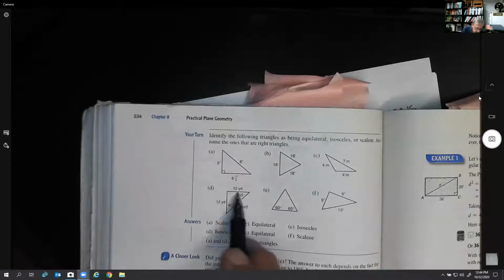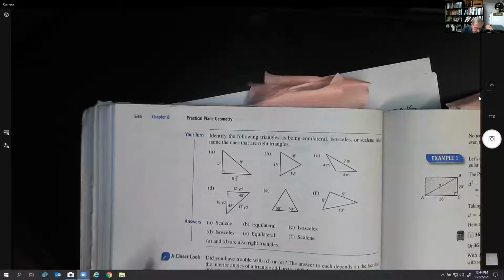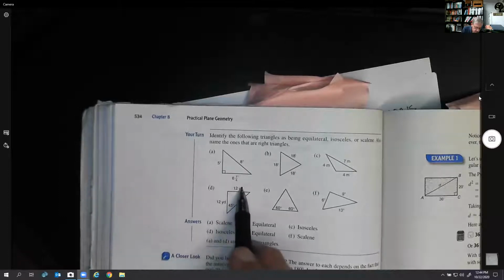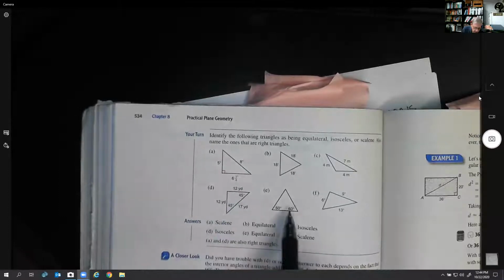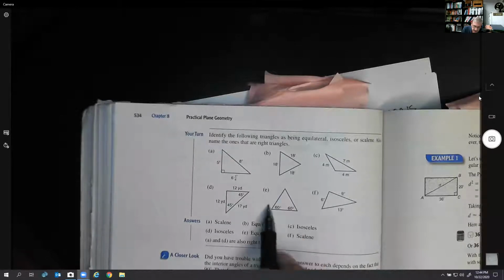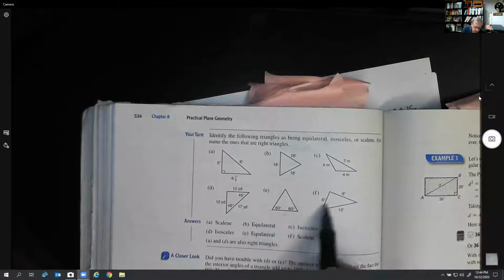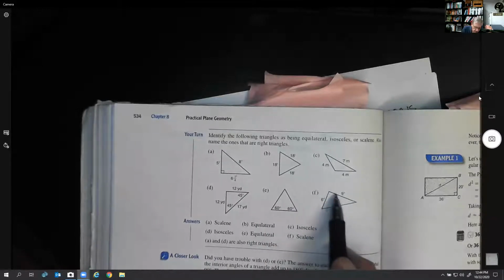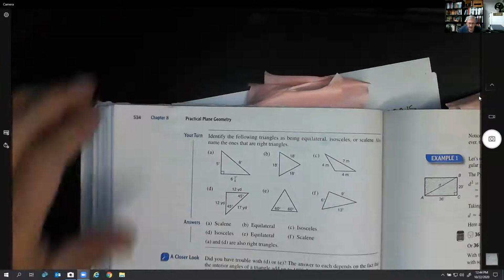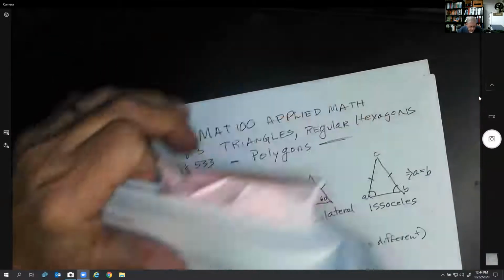This one right here, let's see, 12, 12, and 17. D would also be isosceles. Two of the sides are equal. Here we can tell this is 60, 60, and this would be 60, equilateral. This looks a lot like a right triangle, but it doesn't have the little box, so it's scalene. It's a scalene triangle, and you notice that all the sides are different. They can be different on a right triangle too.